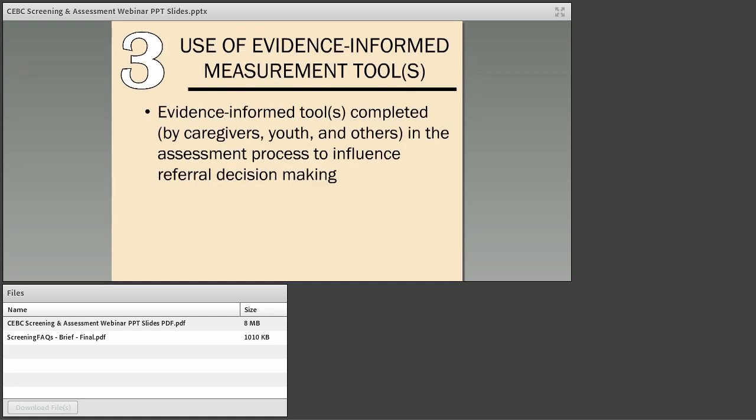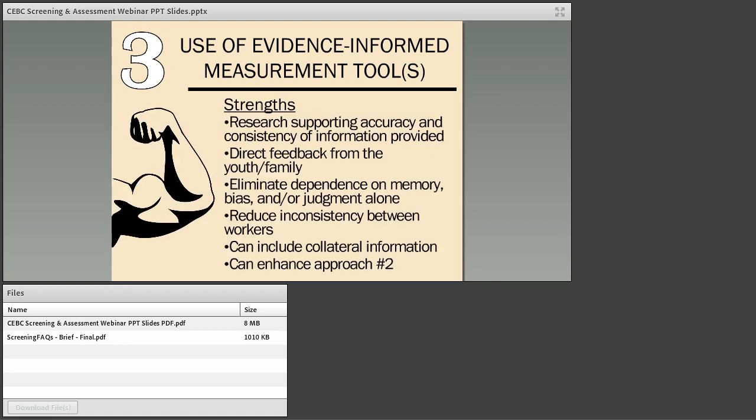So the third approach that we're going to talk about is using evidence-informed measurement tools. And evidence-informed tools are administered by the workers, and then completed by caregivers, youth, and others involved in the child's life in the assessment process. And the results of that tool influence the referral decision-making. There are several benefits to using this approach. Research supports the accuracy and consistency of the information provided by the tool, so we can trust the information of the tool if it's administered correctly.